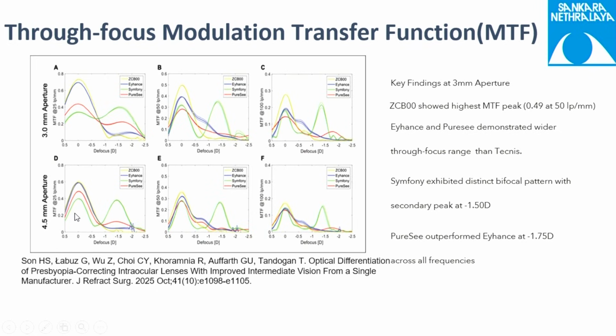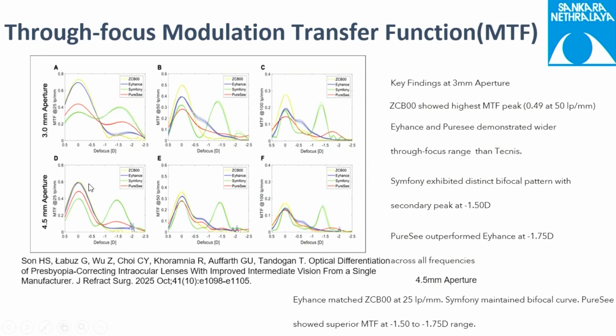Now, what happens when the pupil is dilated? This was for a 3 millimeter pupil. So can anybody here tell me what's happening in a dilated pupil? In a dilated pupil, there's not much difference between the Eyehance and Technis. You can see it's almost the same. It doesn't make a difference whether you're putting an Eyehance or a Technis.